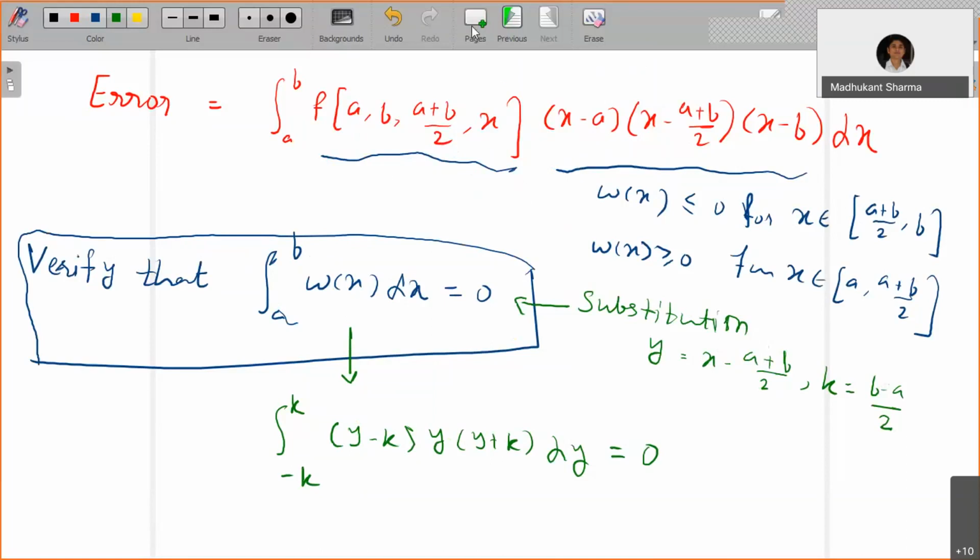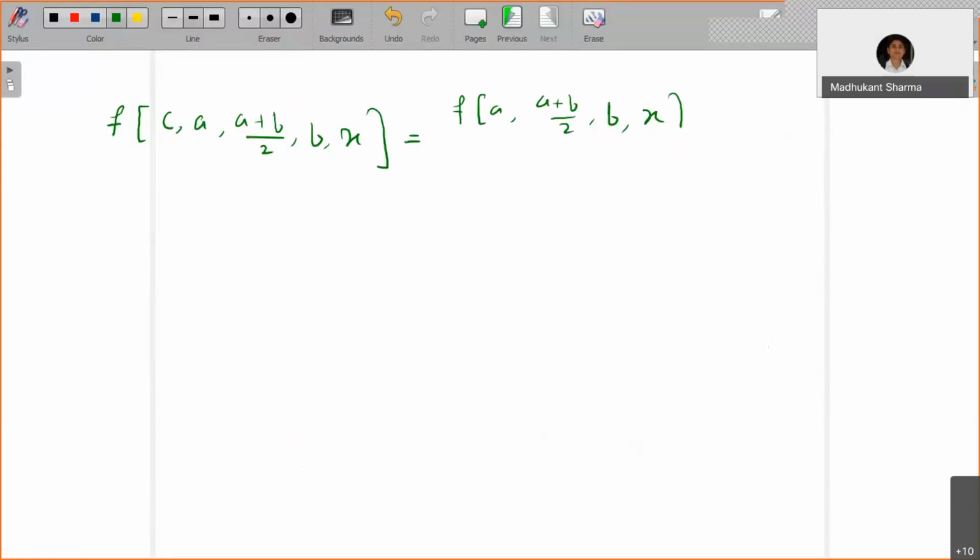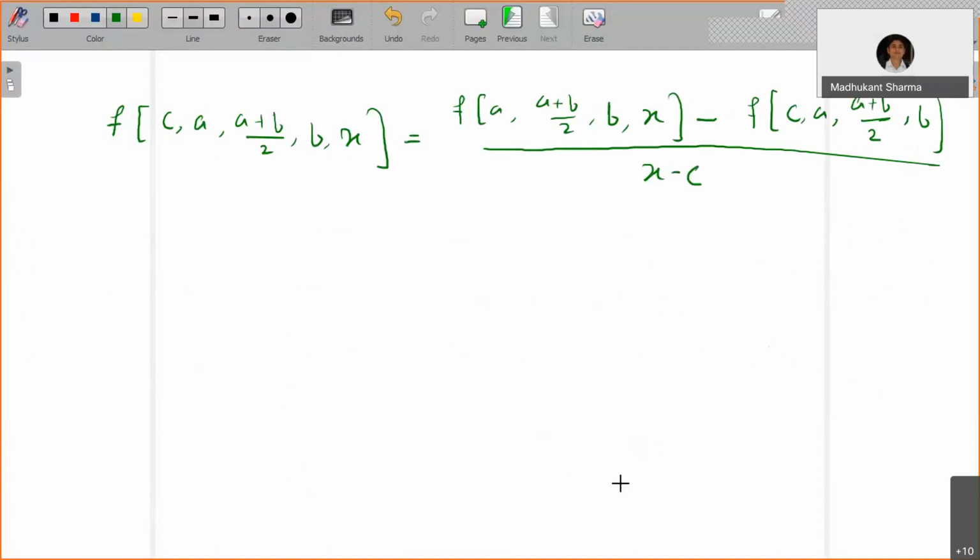Okay, so now we are going to use the following recurrence relation: if you add one more point c, then f of a comma (a plus b) by 2 comma b comma x is equal to, if you recall, f of a comma (a plus b) by 2 comma b comma x minus f of c comma (a plus b) by 2 comma b, divided by x minus c, if you use the higher order divided differences.